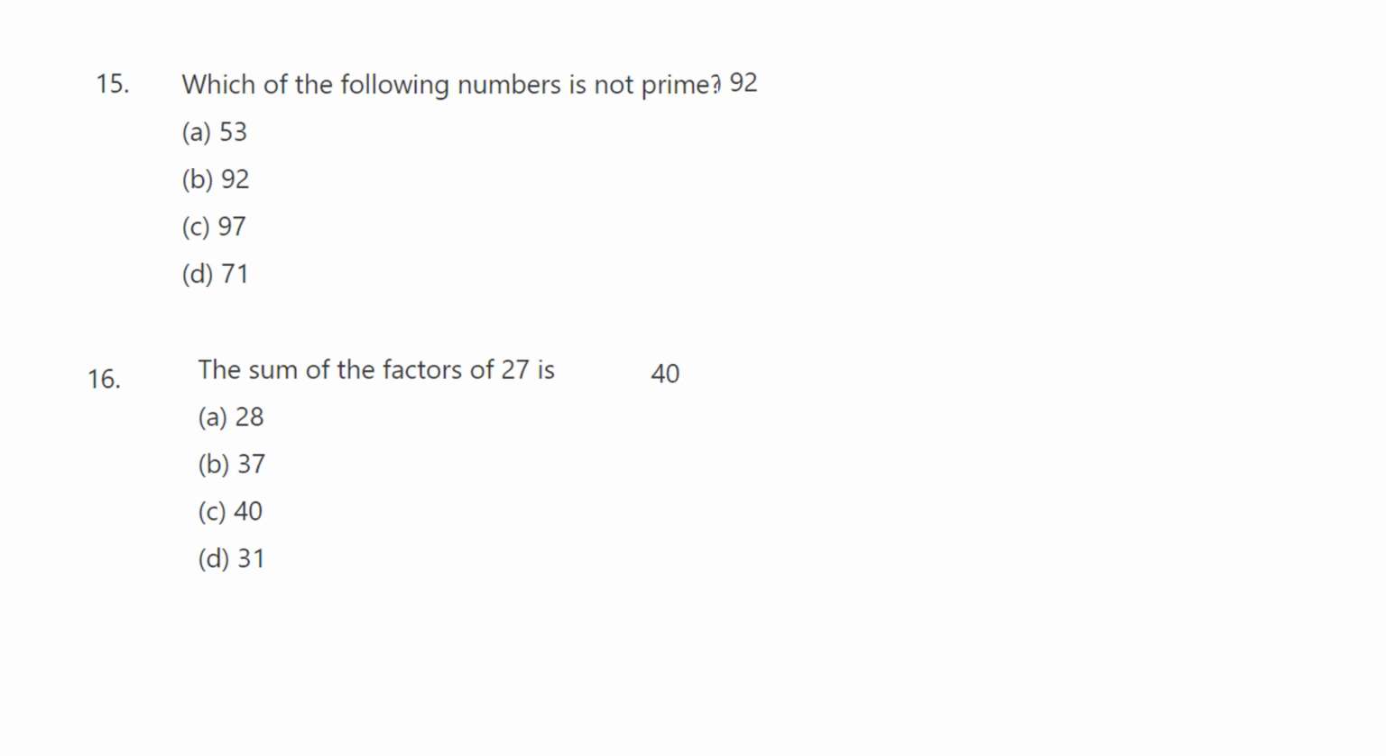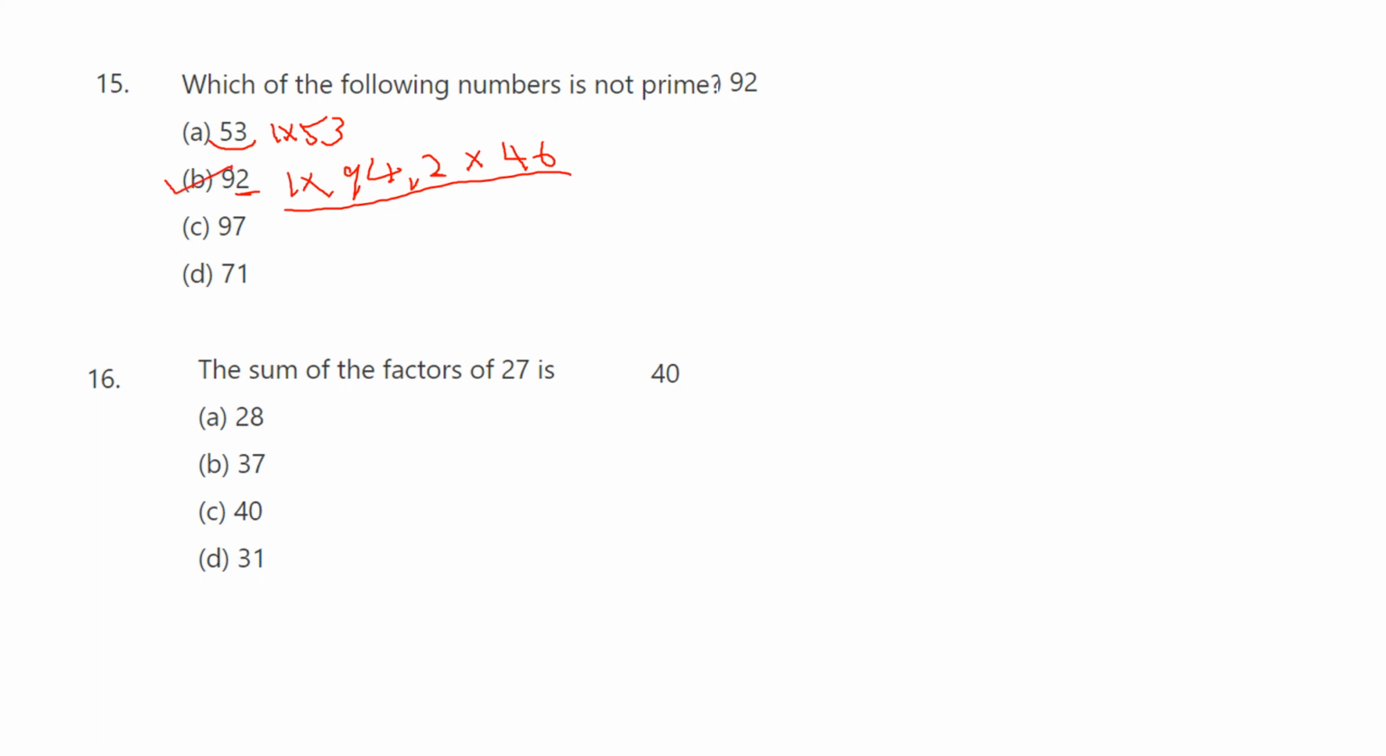Which of the following numbers is not prime? So 53 is prime because 1 into 53 is the only factor. 92, last number 2, means it has more factors. That is 2 into 46. So more than 2 factors. So 92 is not prime.